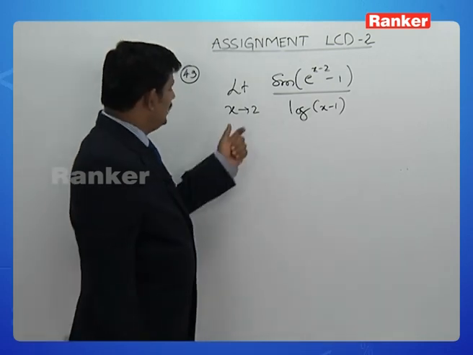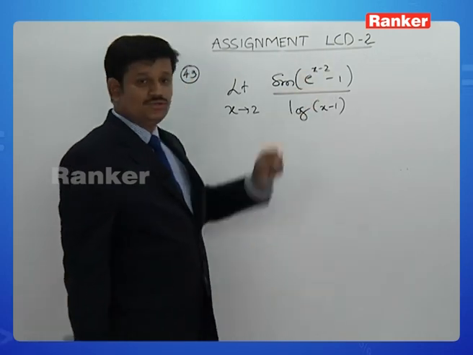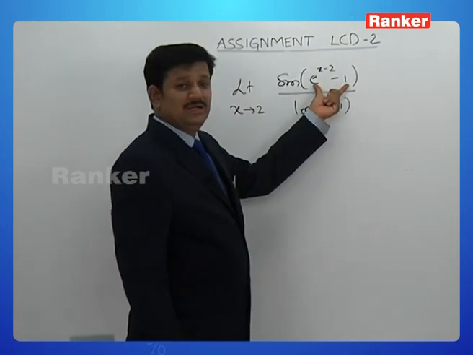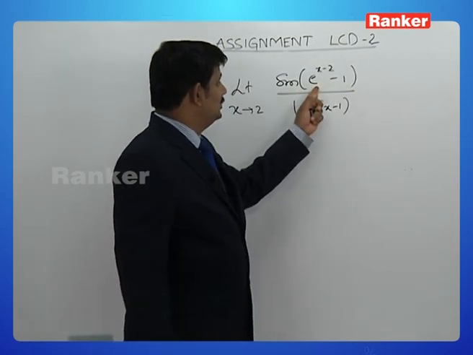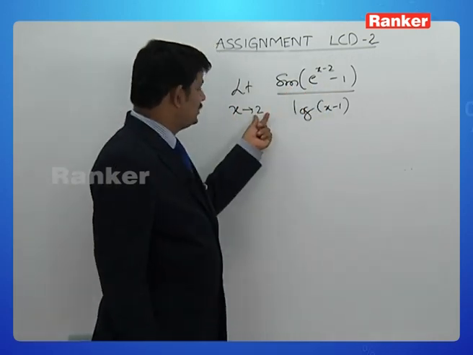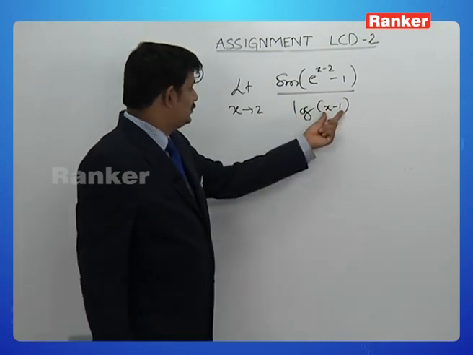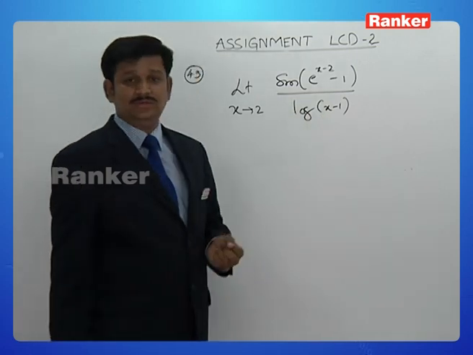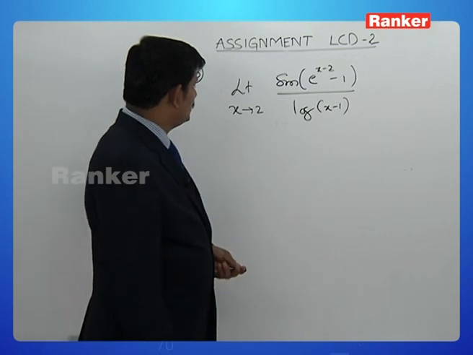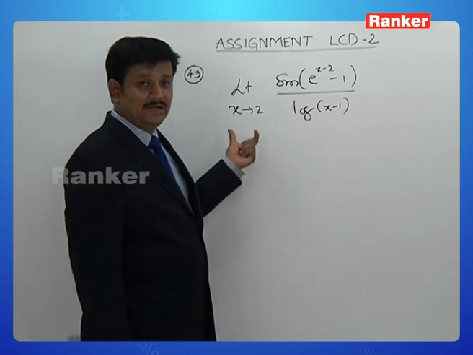Now, let us see the nature of the function in the neighborhood of 2. As x tends to 2, x - 2 tends to 0, e^(x-2) is 1, 1 - 1 is 0. So, this is sine of a number tending to 0. As x tends to 2, log(x - 1) tends to 0. So, this is again a 0/0 form. We can either evaluate it directly or we can go for L'Hospital rule. So, let us evaluate it directly.